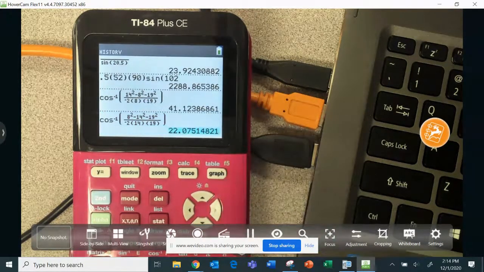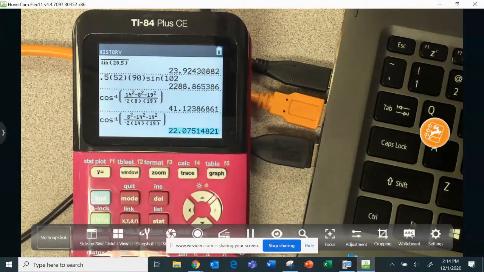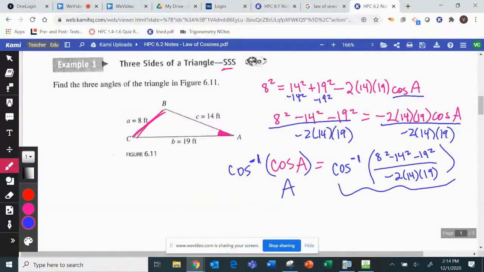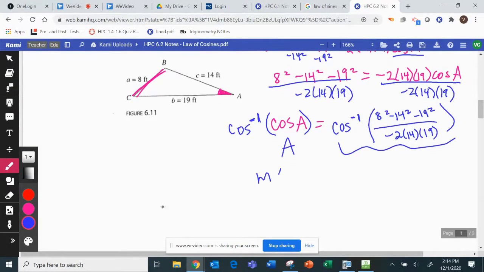The answer when you type it in should be 22.075. And this might be one where we would want to store it. Maybe, maybe not, but you might want to, because we are going to need angle A to get another angle at the end when we do 180 minus 2 angles to find the third one.